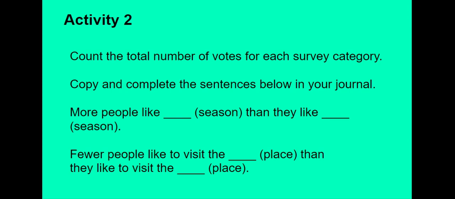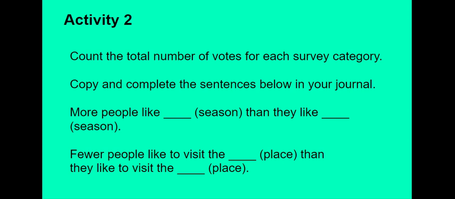It says more people like blank. The word season is in parentheses there because you need to write the name of a season. Then they like blank. So, for example, yours could say more people like fall than they like summer. It depends on what's in your T chart, who has more.